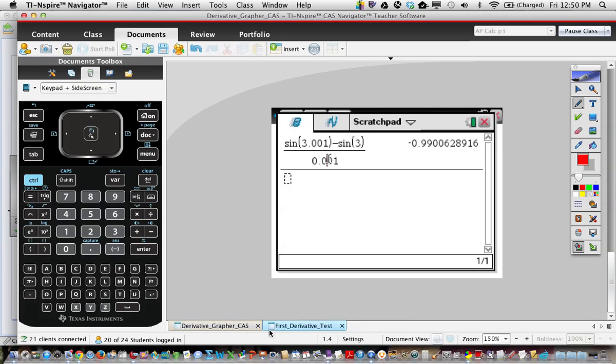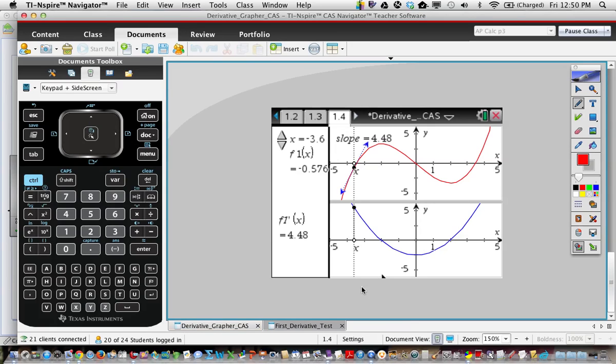We got 2 different ones. Derivative grapher and first derivative test. The first one we want to do is derivative graphing.